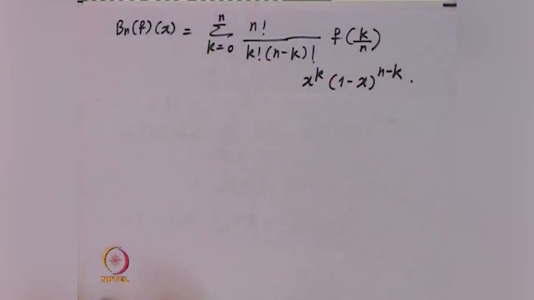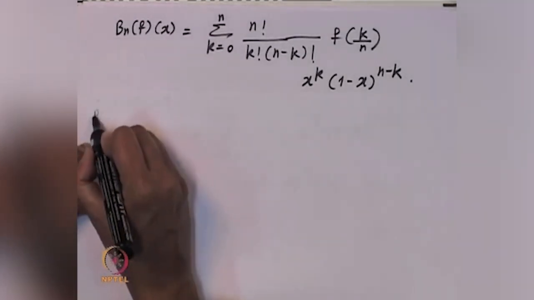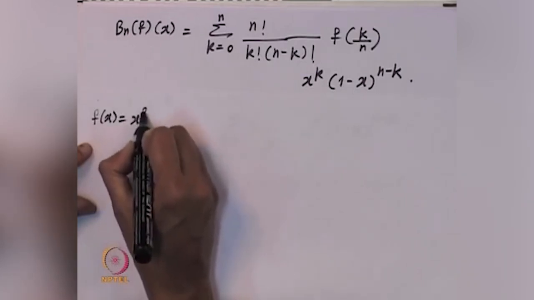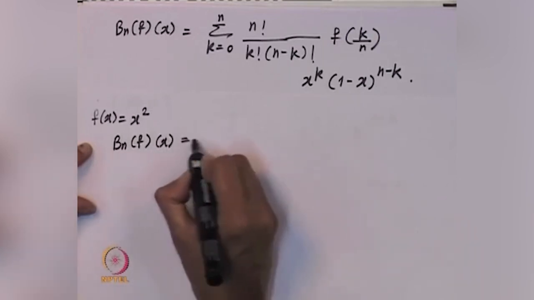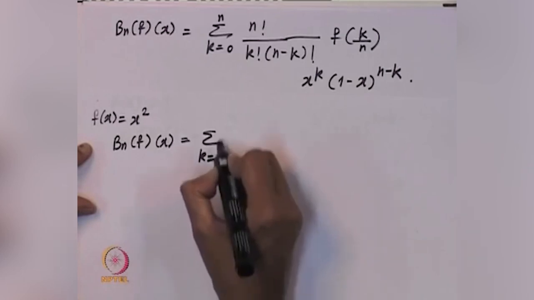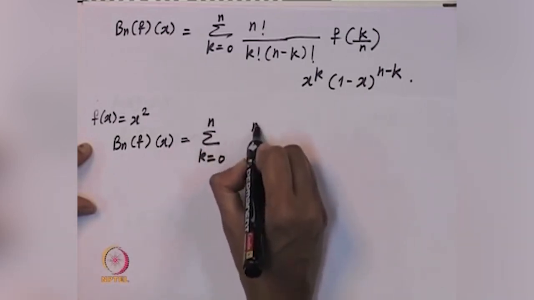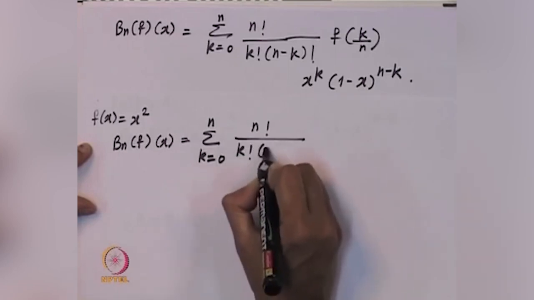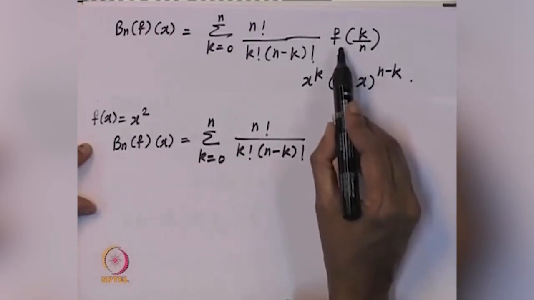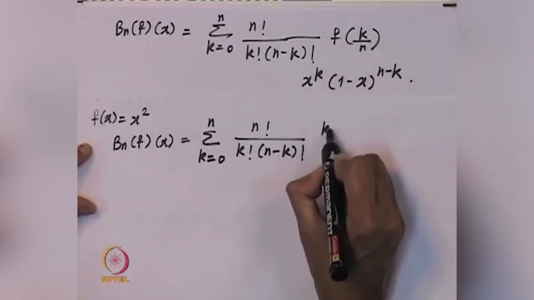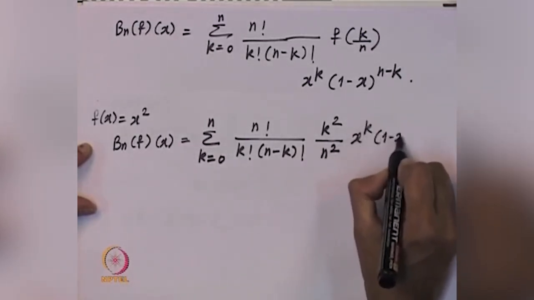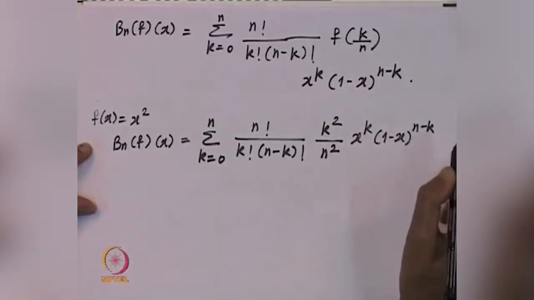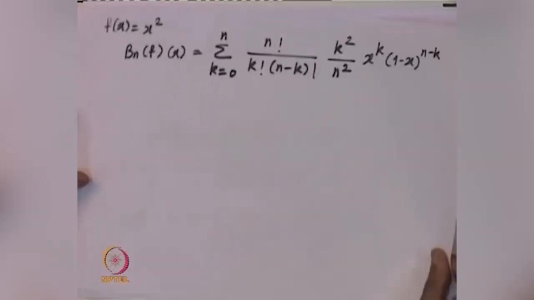So, here is our Bernstein polynomial, a general form. We are looking at f x is equal to x square. So, b n f at x for this function will be summation k going from 0 to n, n factorial by k factorial, n minus k factorial, f of k by n is going to be k square by n square, x raised to k, 1 minus x raised to n minus k. So, that is the Bernstein polynomial for function f x is equal to x square.